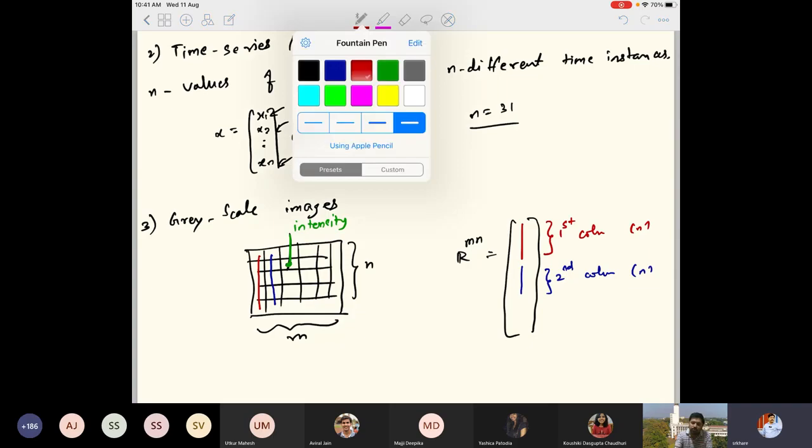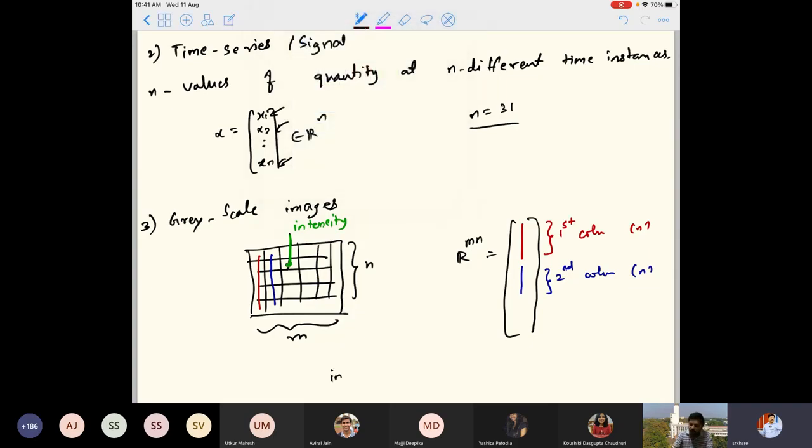The typical values stored here are the intensity values. Intensity values always lie between 0 and 1. I'm not sure of the convention; I think 0 means black and 1 means white, or the other way around. It's based on your convention. So these are the intensity values, and they will always belong to the closed interval [0, 1].